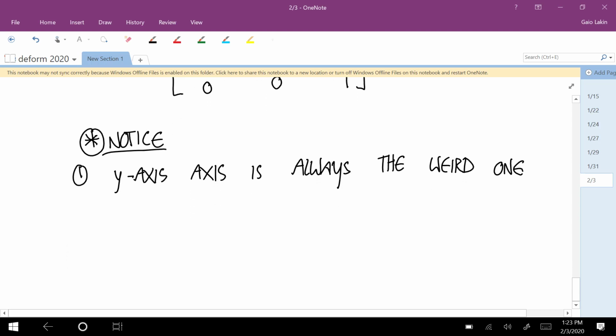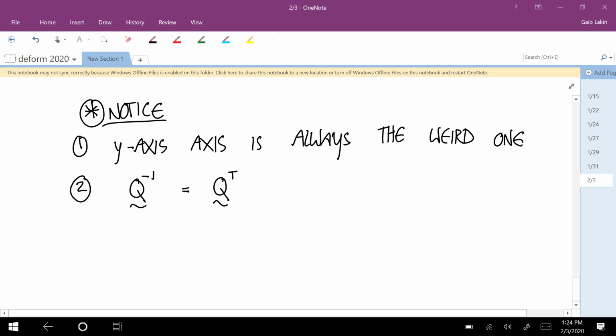And then the second thing is the inverse of any rotation matrix is the transpose. And that's nice because inverses are a pain to do, especially by hand. I mean, the calculator will do it basically instantly, but if you're doing it by hand, an inverse is a real pain to do for a 3x3 matrix, but a transpose is easy to do by hand.